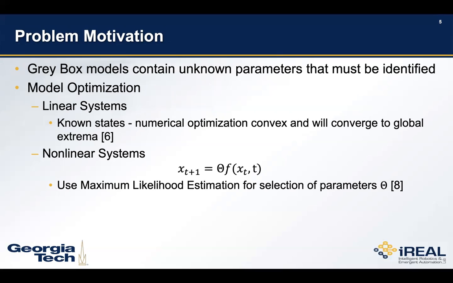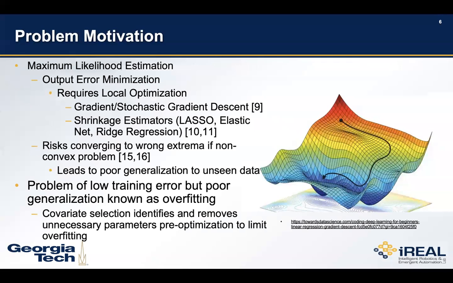In order to do this, model optimization is typically used. For linear systems, this is a convex optimization problem and will converge to the global extrema. However, in the case of nonlinear systems, it's more complicated. Given a nonlinear system is represented here, where theta is a parameter and f is a function of both the state and time, we can use maximum likelihood estimation for the selection of parameters theta. In order to do this model optimization, we often use maximum likelihood estimation, which there are many different types of, but a common method used is output error minimization, where we attempt to match a possible model output to that of the observed data.